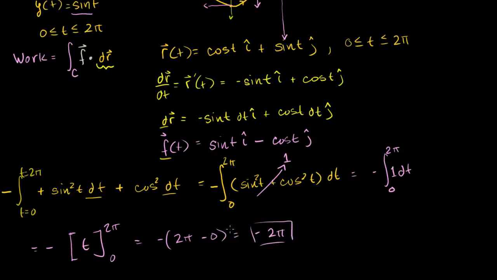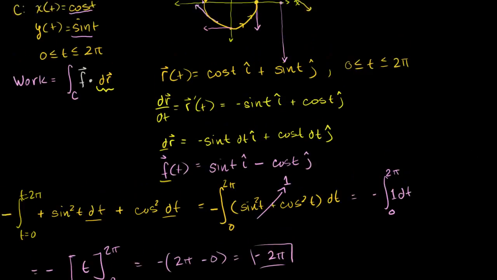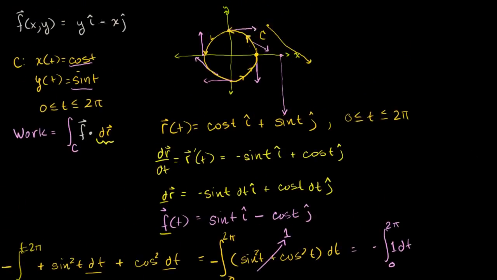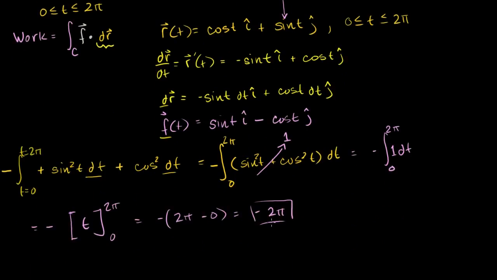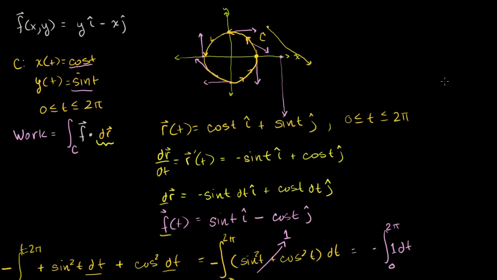We figured out the work that this field did on the particle, or whatever thing was moving around in this counterclockwise fashion. And our intuition held up. We actually got a negative number for the work done. That's because at all times the field was going exactly opposite, or opposing the movement of, the particle in its counterclockwise direction.